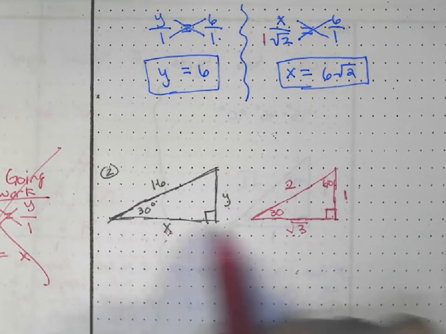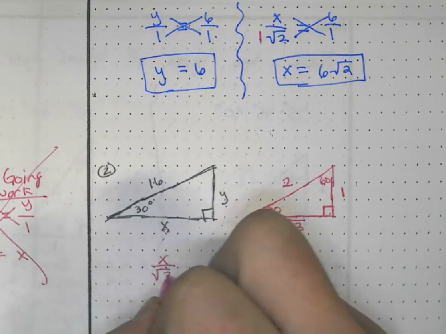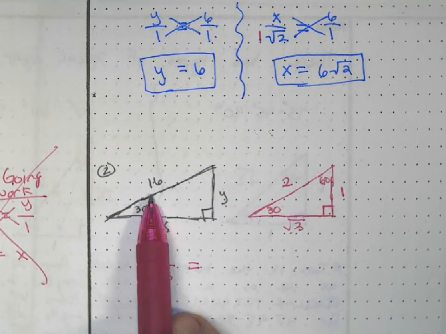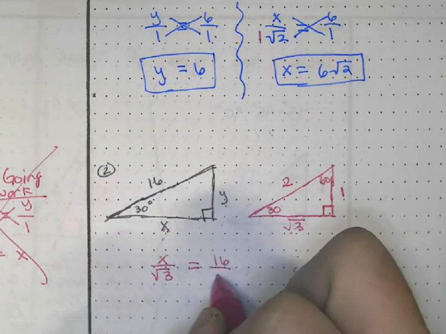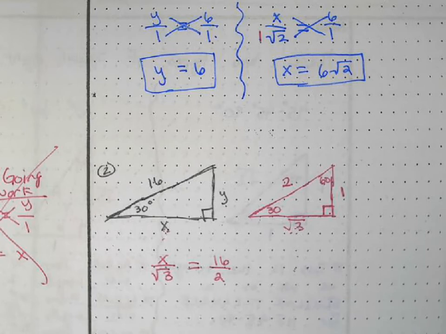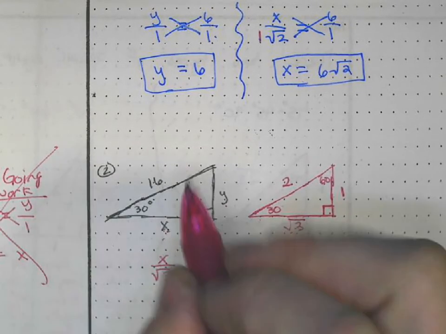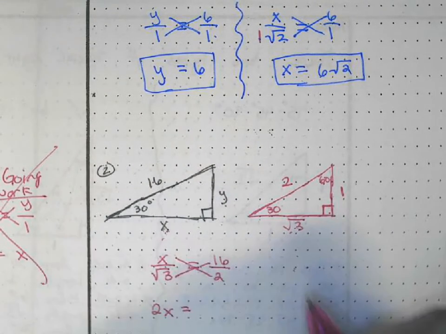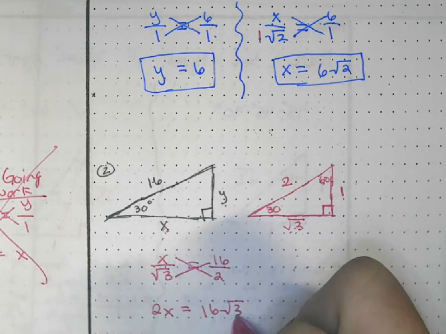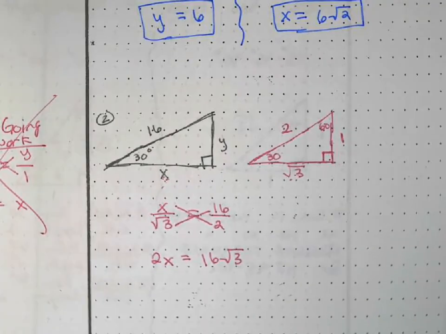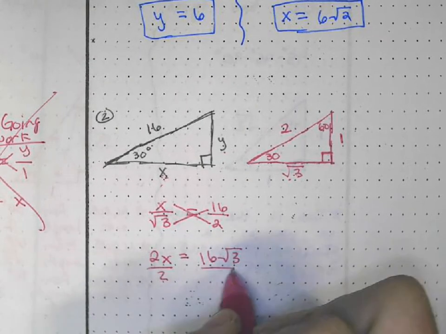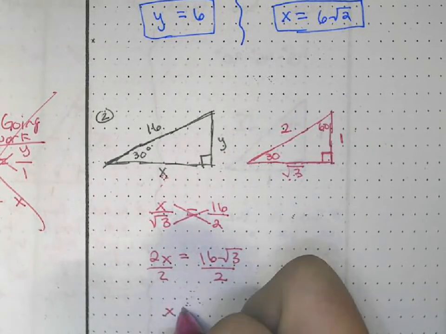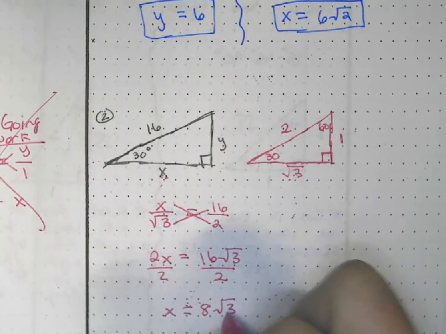So I'm going to go x is to root 3, bottom is to bottom, as, and then since here are my two numbers, I'll go hypotenuse is to hypotenuse, 16 is to 2. Now we cross multiply and solve. 2 times x is 2x. Root 3 times 16 is going to be 16 root 3. I'm solving for x, so I divide by 2, divide by 2. The numbers on the outside of the square root we can divide, so I get x equals 8 root 3.